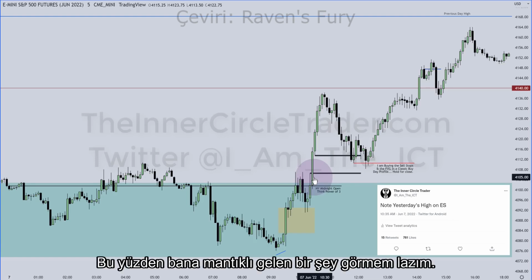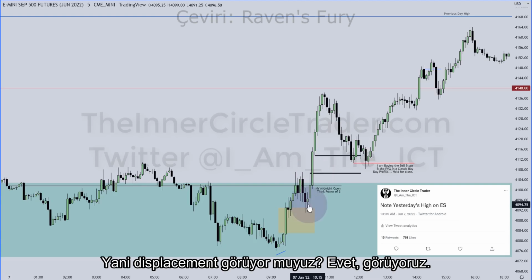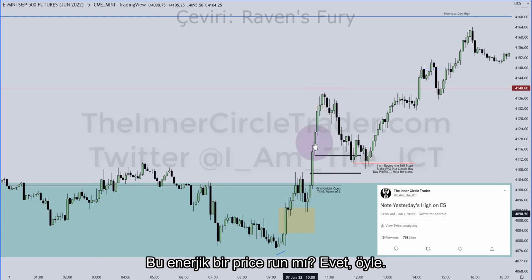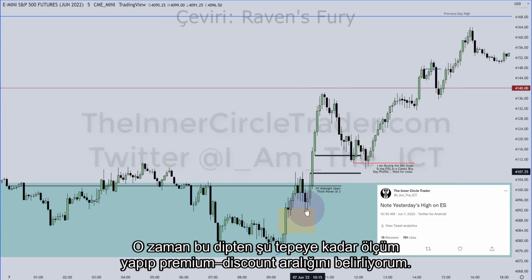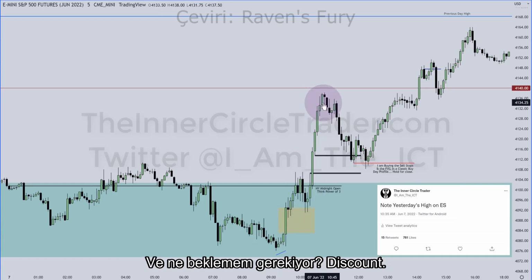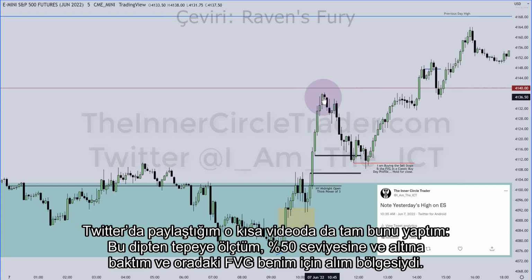I want to see something that makes sense logically. So that means, do we see displacement? Yeah, we do. Is that an energetic price run? Oh, yeah, it is. Then that low to that high, I want to get that measurement for premium to discount. And what do I want to wait for? A discount. So I measured from that low to that high in that short little vignette video on my Twitter feed, and 50%, and went below that, and that's the fair value gap.